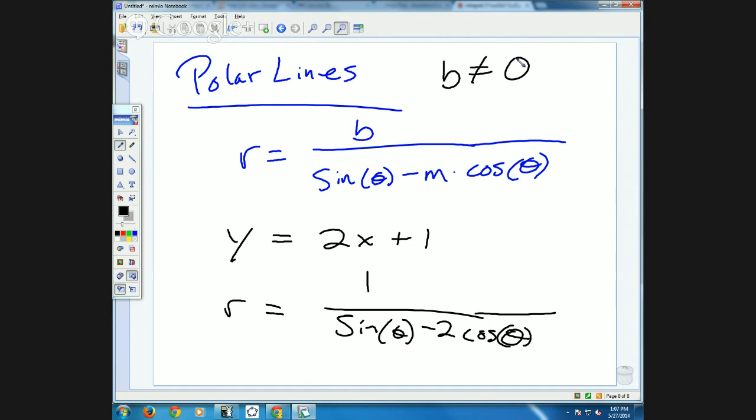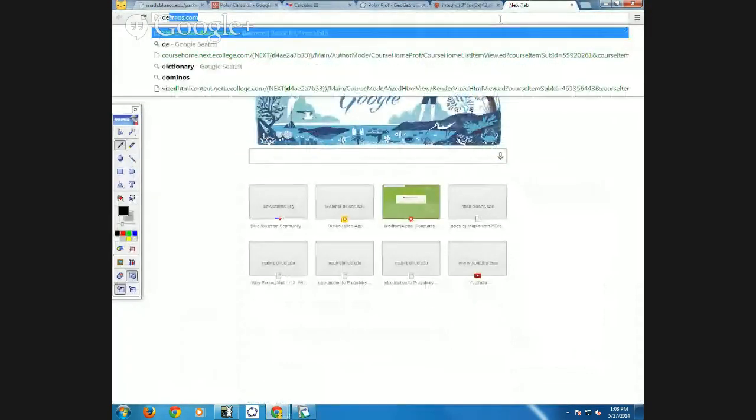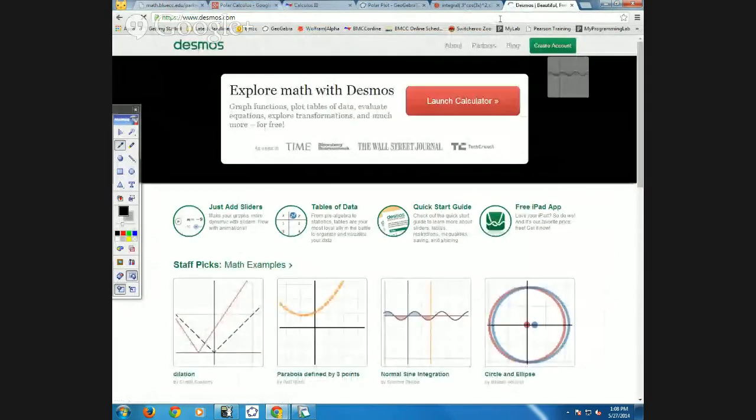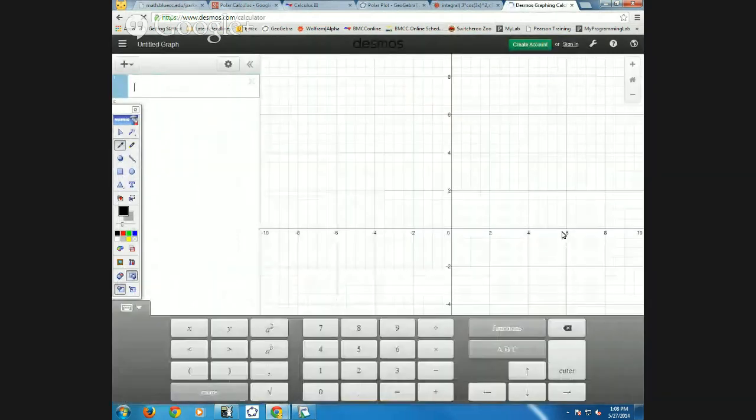All right, so let's graph that, make sure it really is a line. I pointed this out last week, but I don't know if you guys remember. There's an online calculator called Desmos. Good thing I brought it up. It's at the end of the last recording.